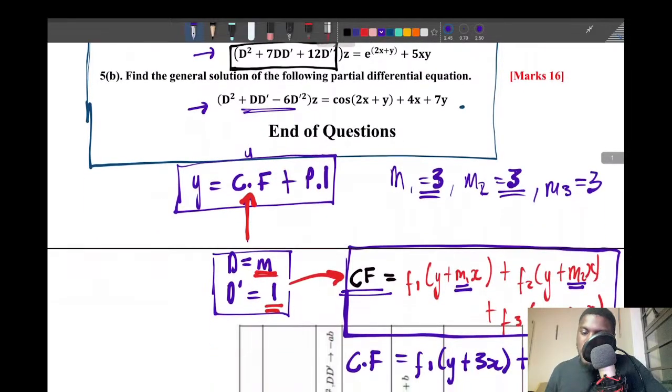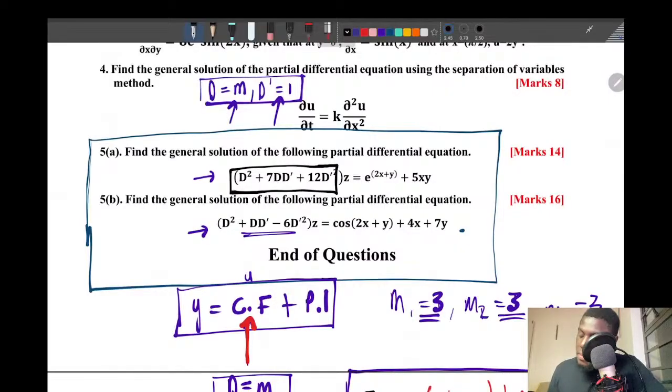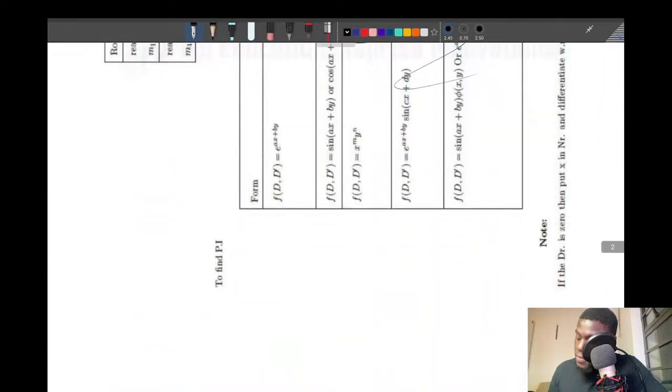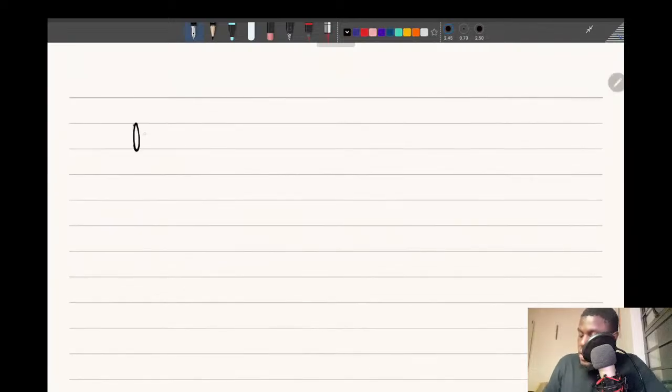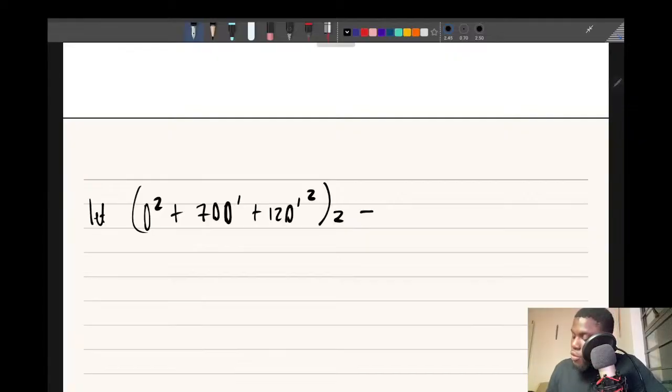And of course you make it equal to 0. You solve, and then you're going to find your solutions, which you put in the complementary function. So let's do that. Let's put what we had: D squared plus 7DD' plus 12D' squared, this is of z. So we're going to let this be equal to 0.